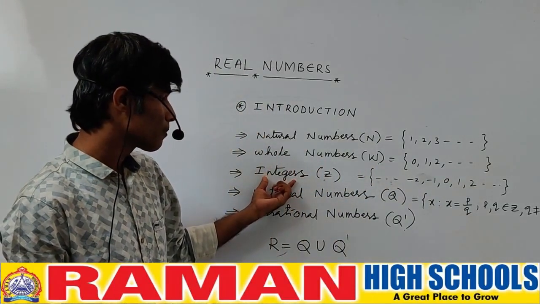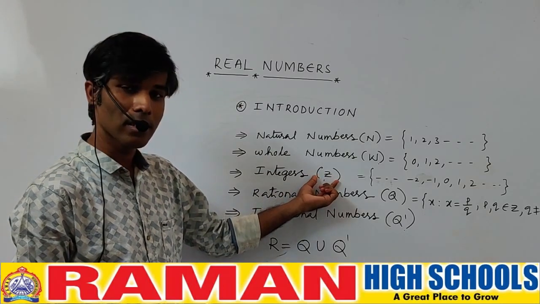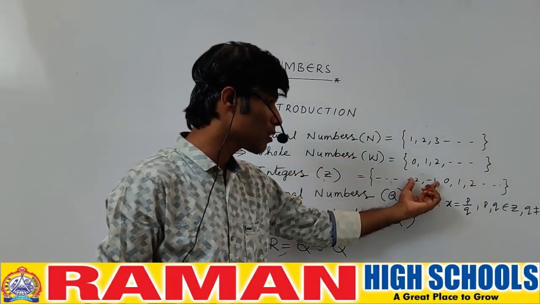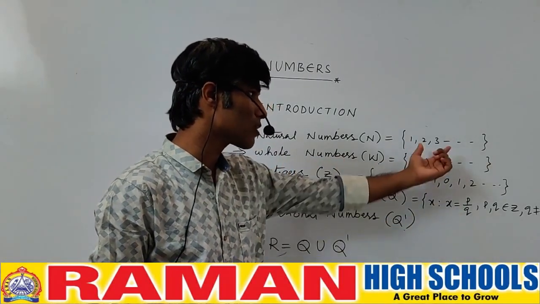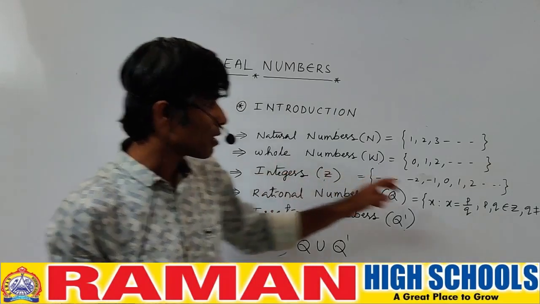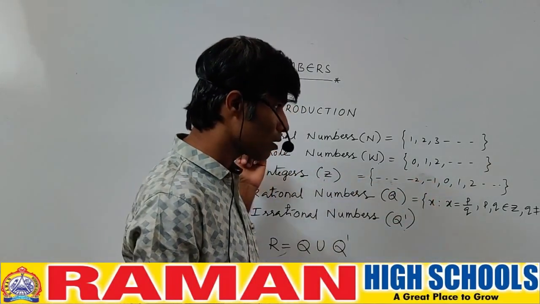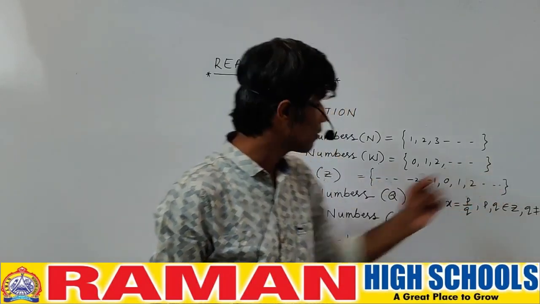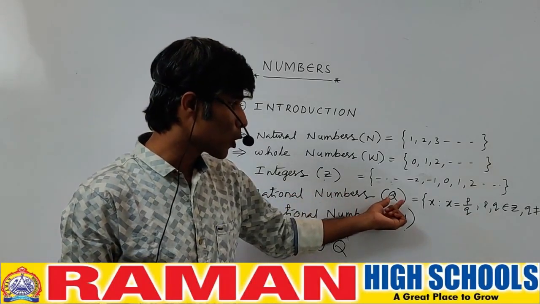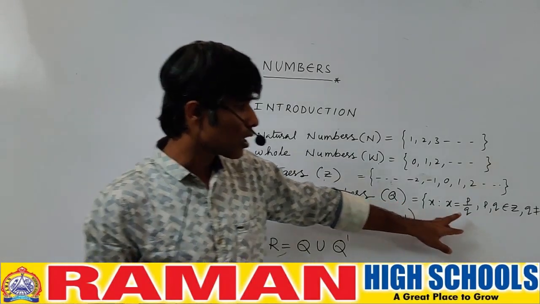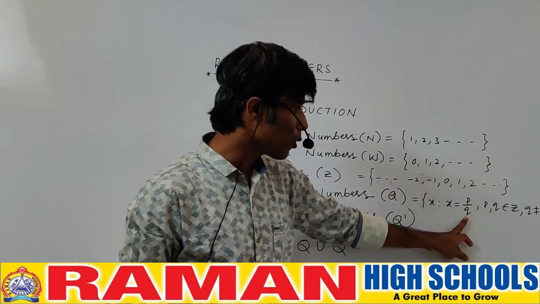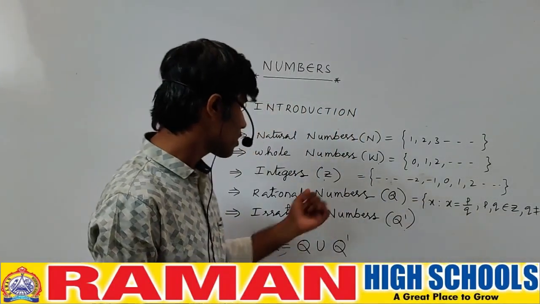Integers are denoted by Z, and integers are whole numbers along with the negatives of natural numbers. Negatives of natural numbers are nothing but -1, -2, -3 and so on. So integers are 0, -1, -2 and so on, and 1, 2, 3 and so on. Next, rational numbers. Rational numbers are denoted by Q. The numbers which are of the form p by q, where p, q are integers and q is not equal to 0, are rational numbers.